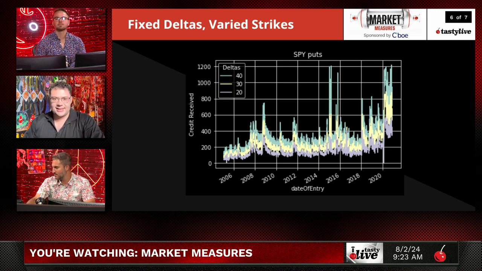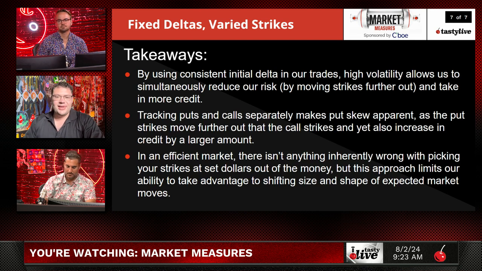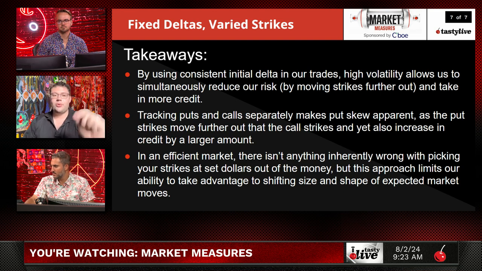Let's look at the last slide. So some takeaways. Being consistent with our deltas allows us to simultaneously reduce our risk and take in more credit, because when volatility goes higher, we automatically get pushed further out for our new trades because the new delta is further away from at the money to account for the higher expected move. And when you look at the puts and calls separately, it makes the put skew apparent because the puts are further apart from each other and they have more premium.